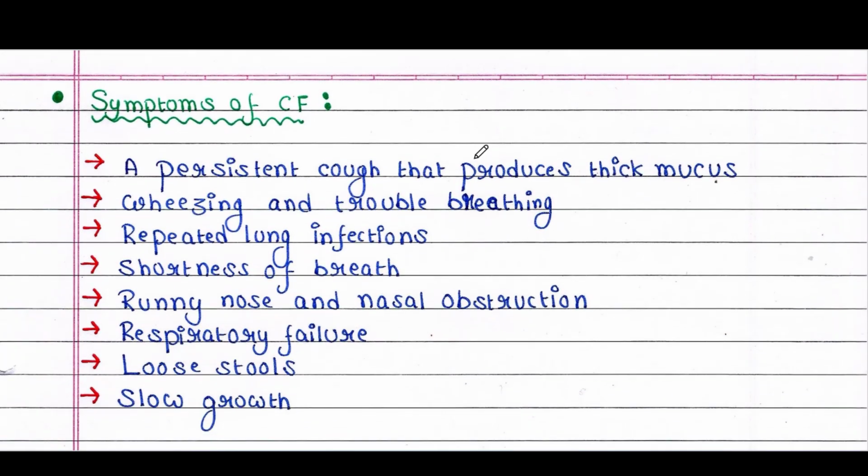So next we will see what are the symptoms of CF. A persistent cough that produces thick mucus, wheezing and trouble breathing. Actually, air cannot pass smoothly because of the blockage, hence causes the trouble. Repeated lung infections occur, shortness of breath, runny nose and nasal obstruction, respiratory failure, loose stools. Actually, stool is mucus enriched, hence becomes loose, and slow growth.